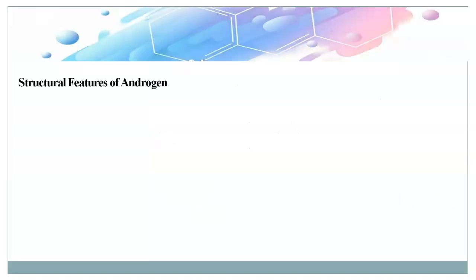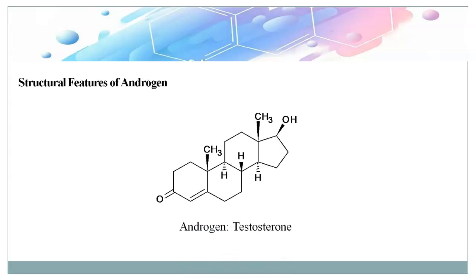The main structural features of androgen. Here is the structure of testosterone. Testosterone is the primary and most well-known androgen. So here we have taken the general structure of testosterone. The numbering of this ring is... it has a steroidal ring.